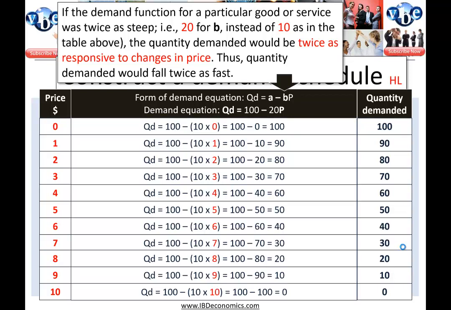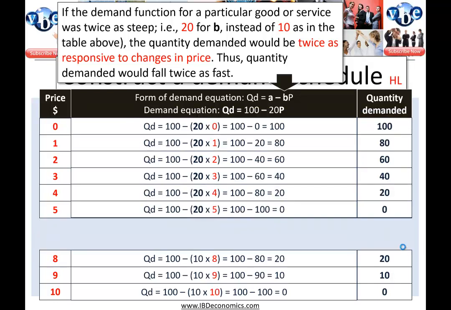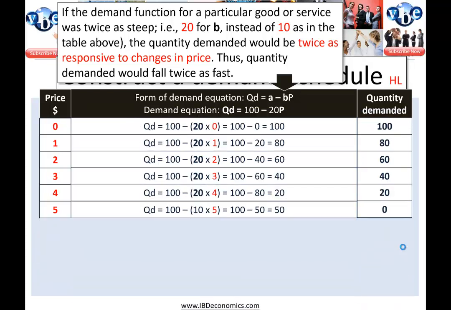Let's have a look at that now. So we've changed the demand equation. Now it's QD equals 100 minus 20p. So instead of 10, we have now got 20. So price information is the same, and we're just changing the other part of the equation. So we can see there that quantity demanded is falling away twice as quickly. And at a price of $5, it reaches a quantity demanded of 0.